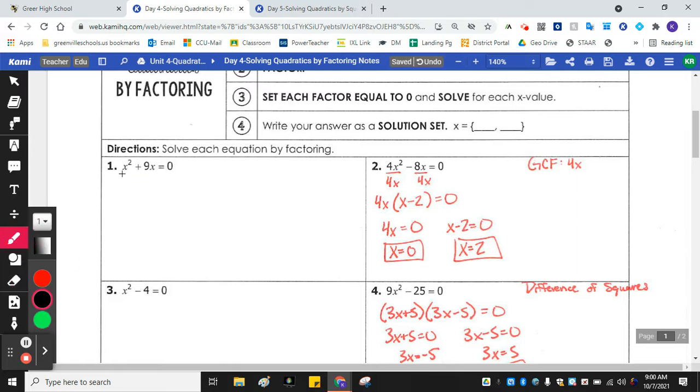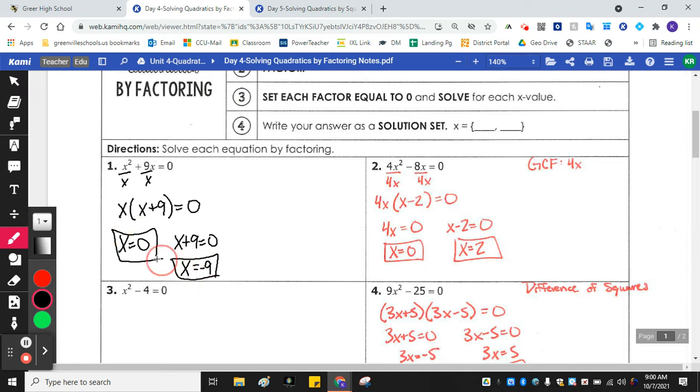Always look for greatest common factor first. This is greatest common factor of x, so I'm going to factor that out. X squared divided by x is x. 9x divided by x, positive 9. Set each factor equal to 0 and solve. Subtract over your 9. Here are your two answers.